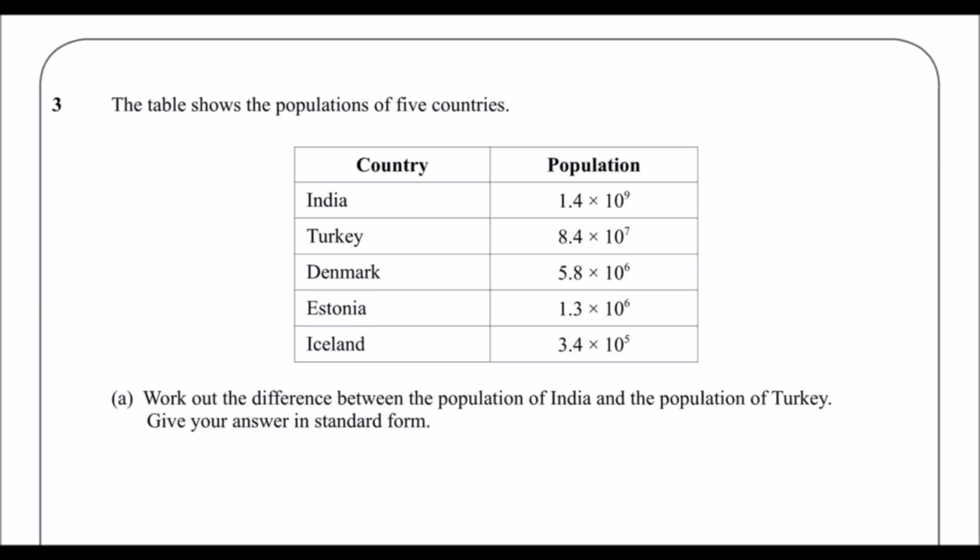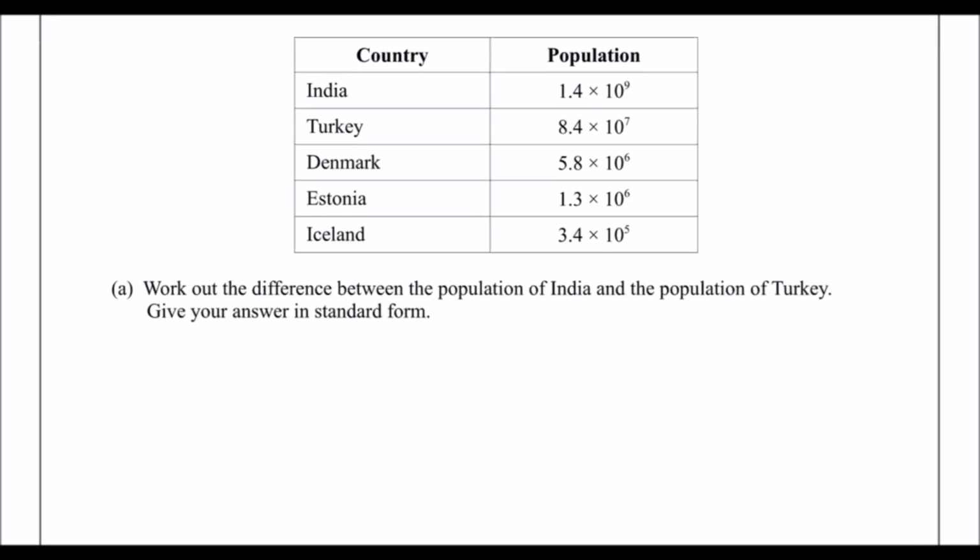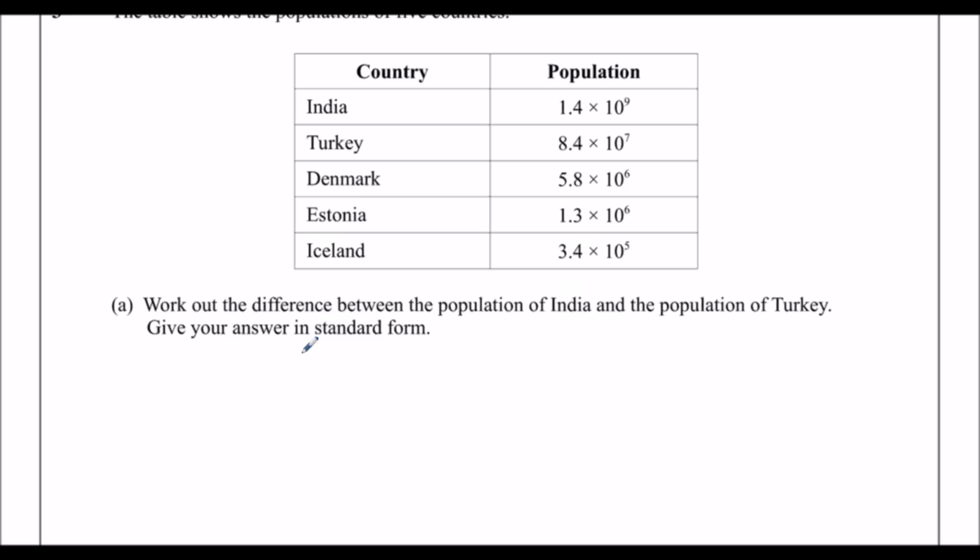Question 3. The table shows the populations of 5 countries, and we've got the populations given to us in standard form. Part A, work out the difference between the population of India and the population of Turkey. Give your answer in standard form. So the difference means take away. So population of India, 1.4 times 10 to the power of 9. Take away the population of Turkey, 8.4 times 10 to the power of 7.